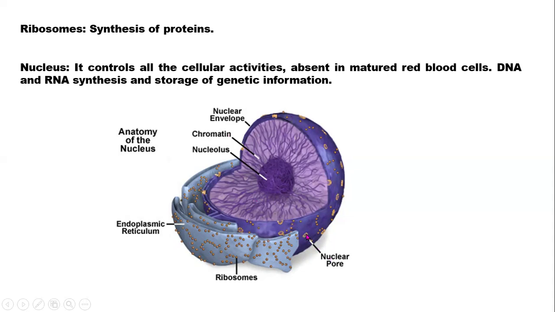This is the nuclear pore. It has ribosomes. Look at ribosomes. This is endoplasmic reticulum, and these are all ribosomes. It has the chromatin. It also has the nucleolus. And it also has the what? This is the nuclear envelope.